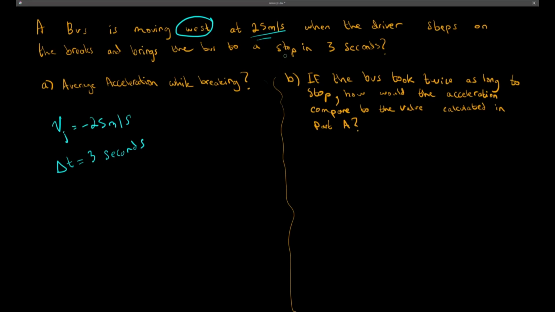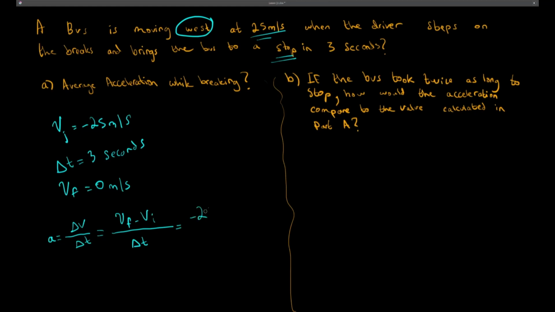And since it brings the bus to a stop, v final will be equal to 0 meters per second. Now, if we use the formula we stated at the beginning, which was acceleration is equal to delta v over time, then we'll be able to calculate it simply by breaking down delta v into v final, v initial, then over time. So let's just substitute it, and we'll get the answer.